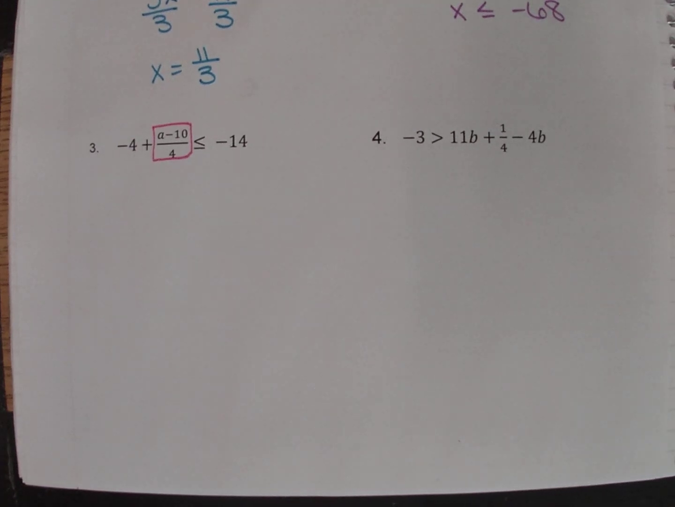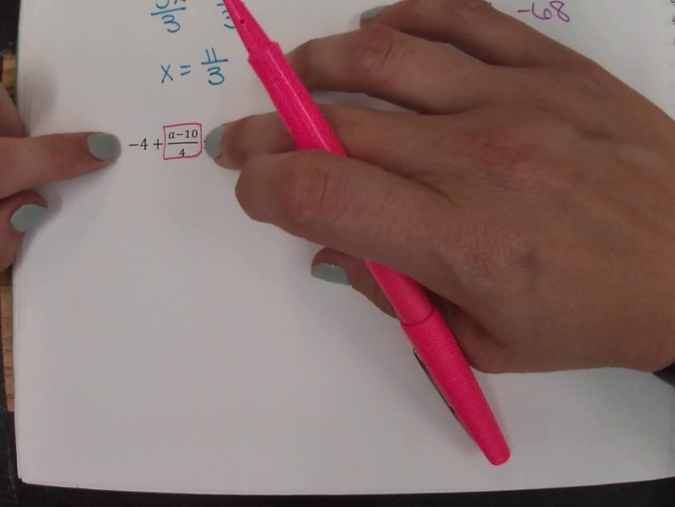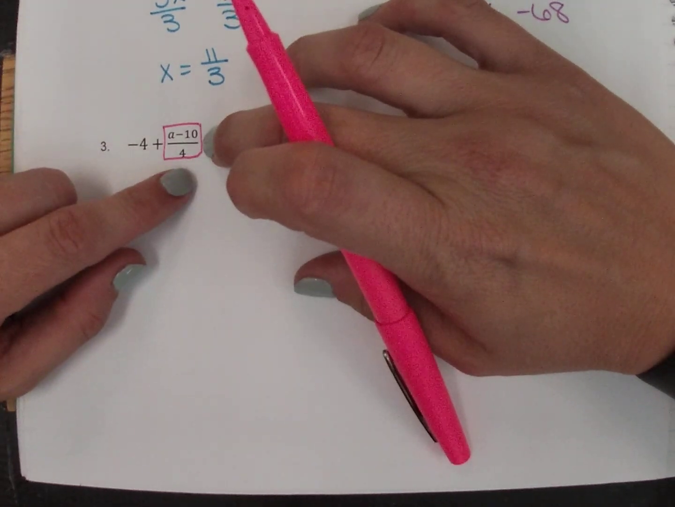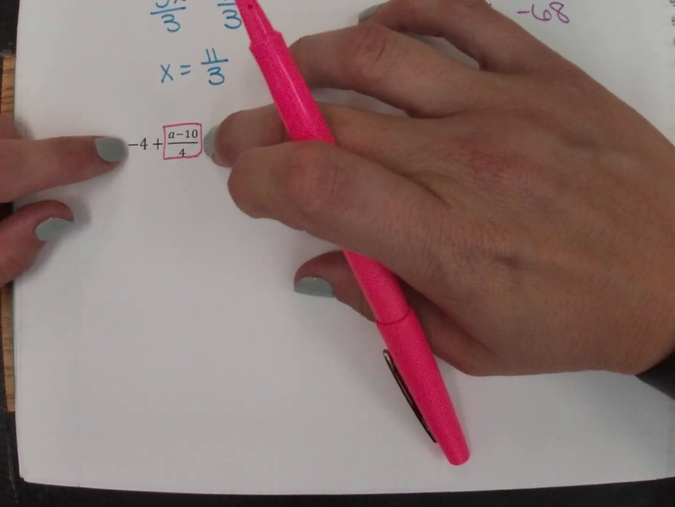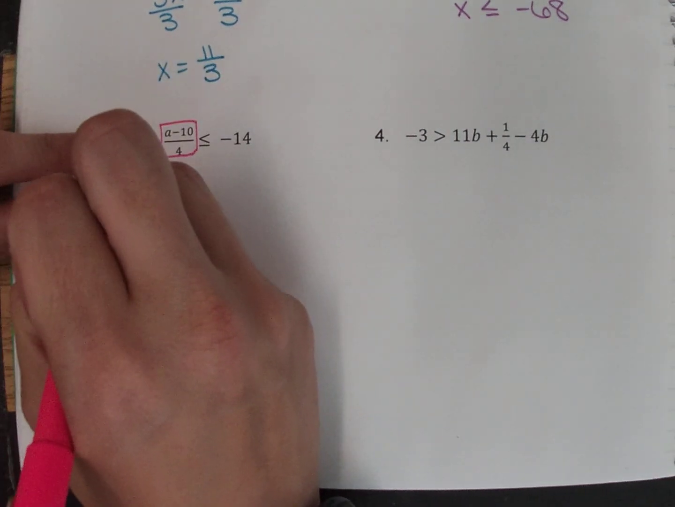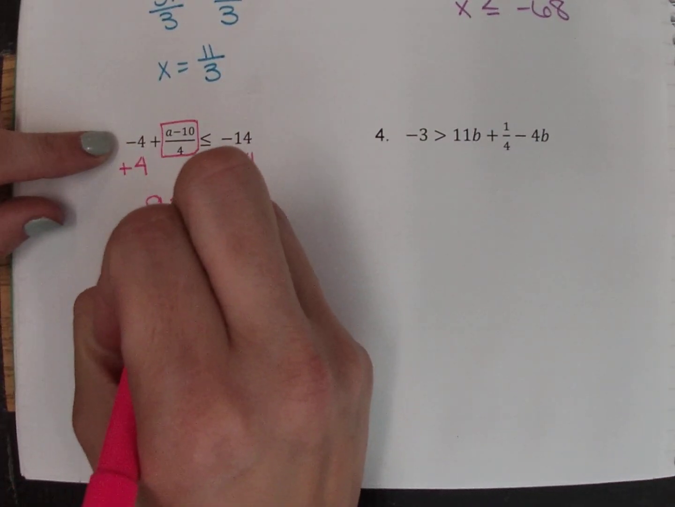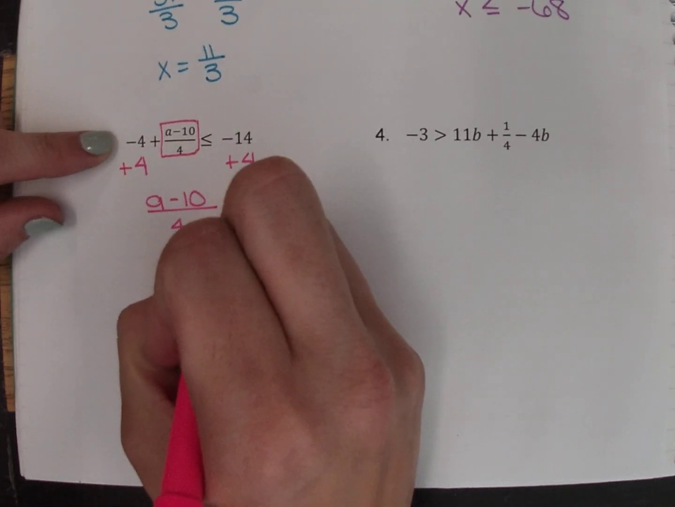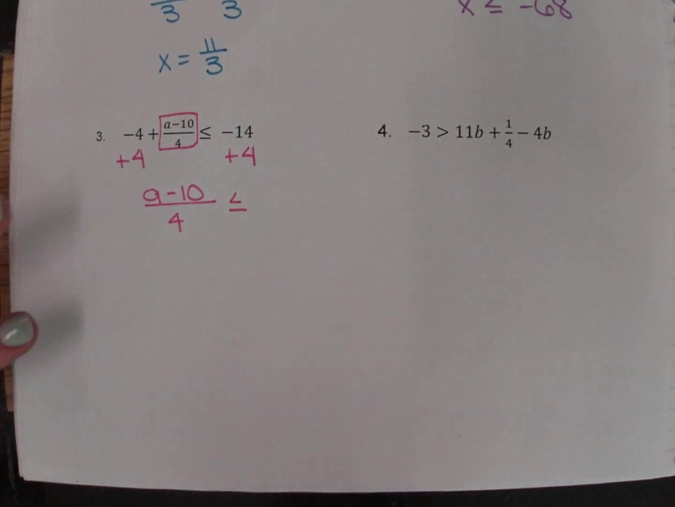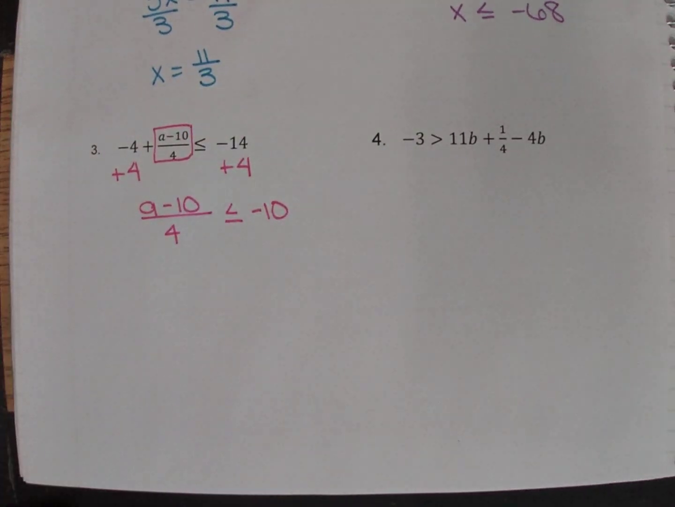So our rule was to isolate it, which means we can't have anything else sitting over here that isn't circled or boxed. Right? And that's this negative 4. So we're going to move this negative 4 by adding 4. Adding and subtracting is never a reason to flip the sign.